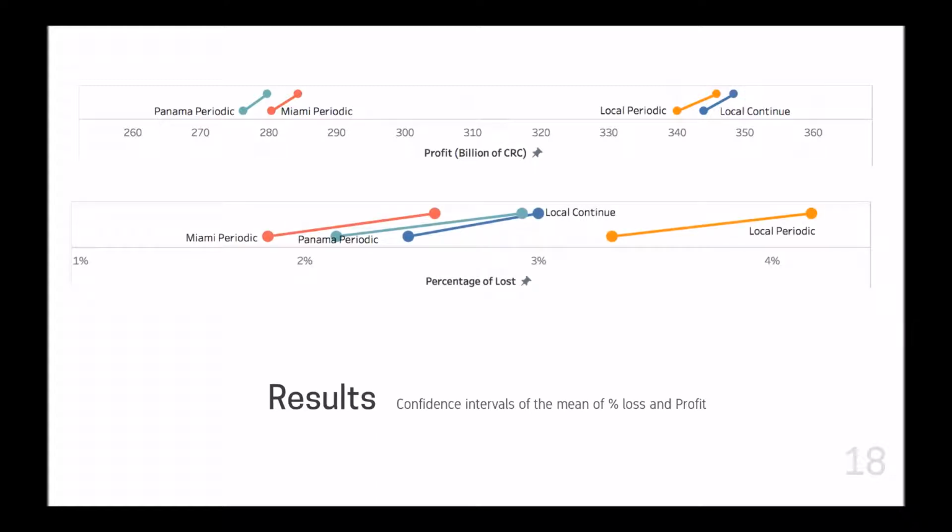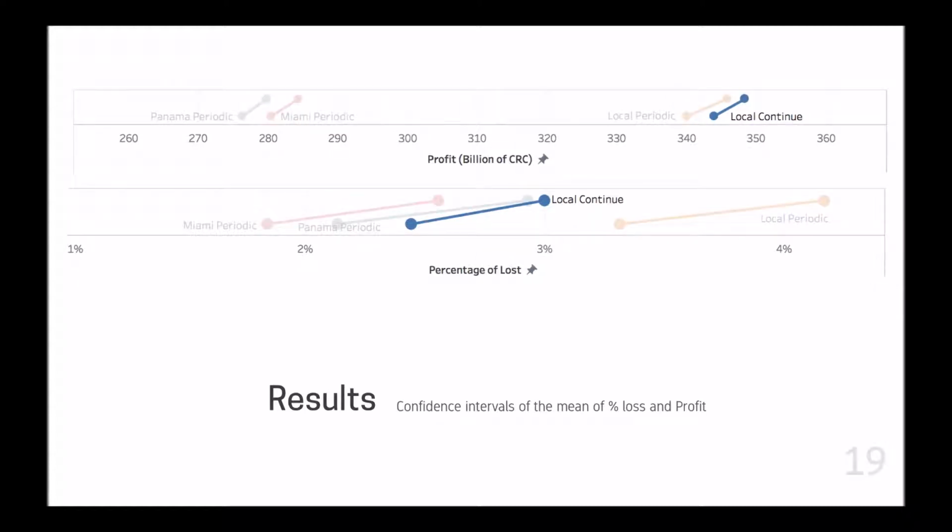This other graphic shows the intervals of the percentage of loss. As you can see, the intervals of Miami periodic, Panama periodic, and local continuous interlace with each other. This means that there is no statistical difference between the percentage of loss of these three scenarios.